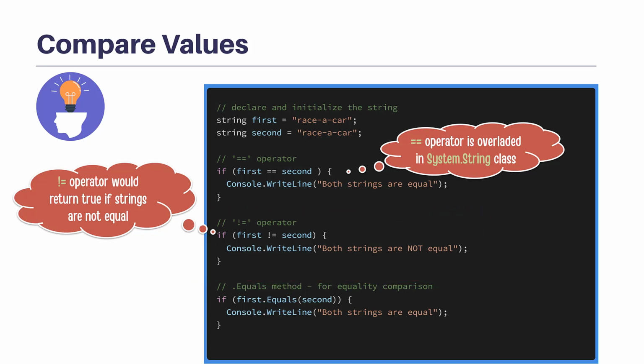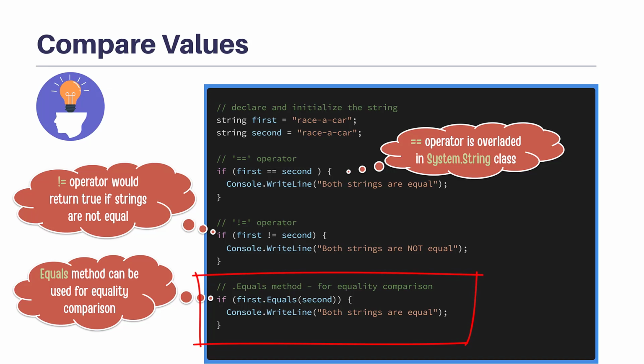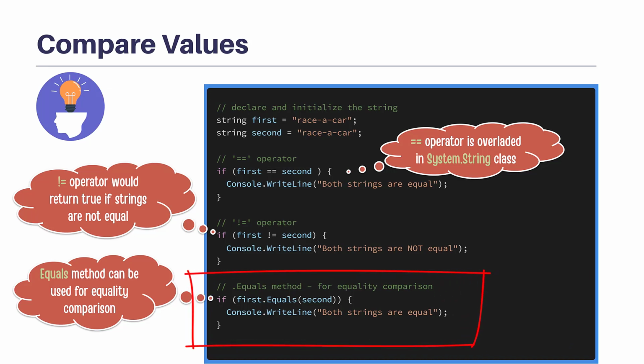In addition to these two operators, the string class also provides one more method, Equals, which can be used for checking if two values are equal or not. The syntax for calling the Equals method is the first variable followed by a dot followed by the method name, and then inside the parentheses we can specify another variable or a value or an expression. So we have seen how to compare two string values for equality and inequality.